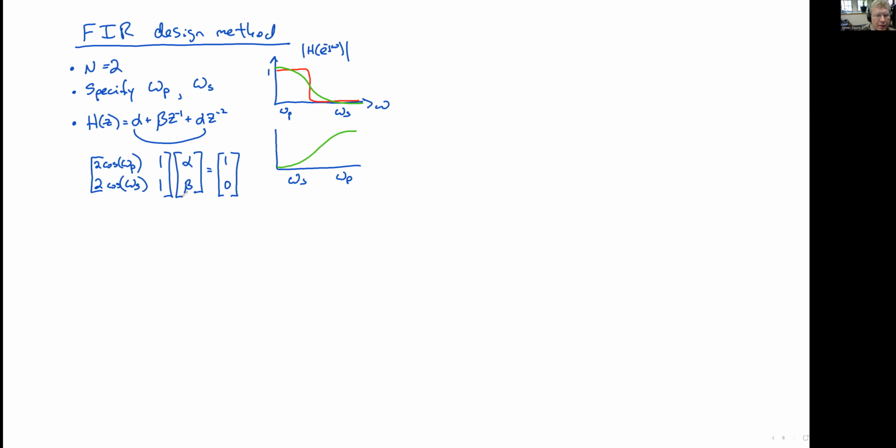To define your alpha and beta, you solve this simultaneous equation, where this is your matrix A, this is your unknown vector, and this is your matrix B. You solve that.